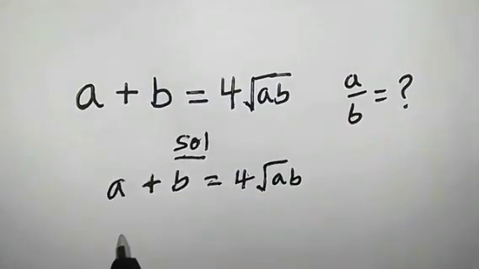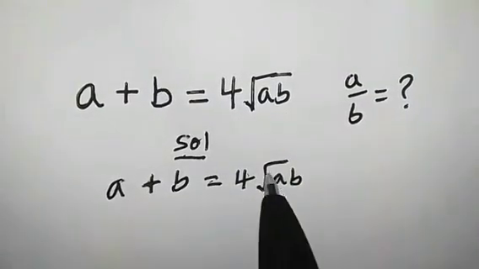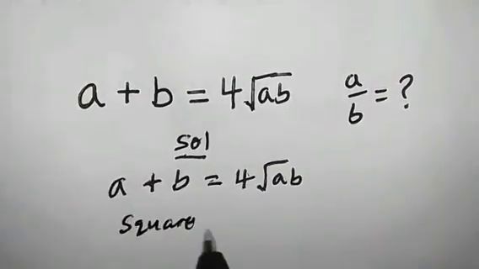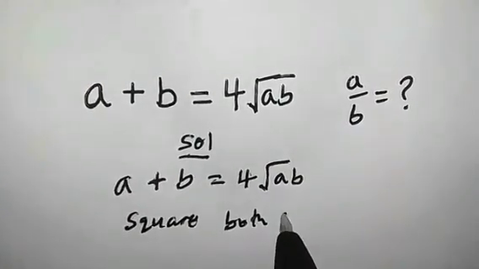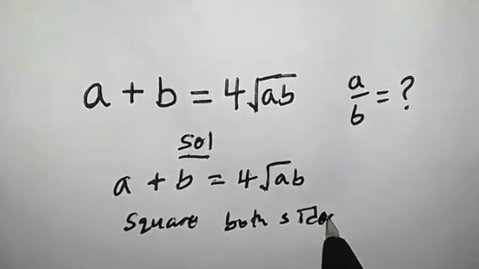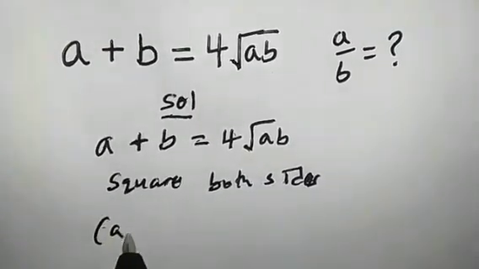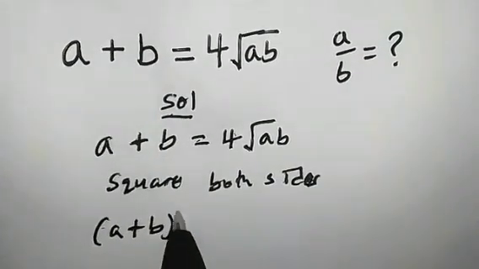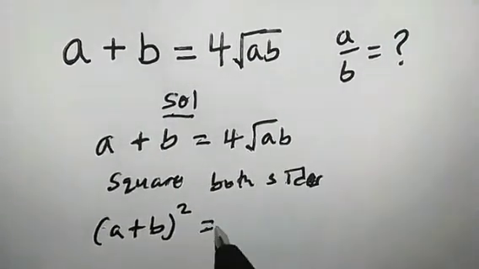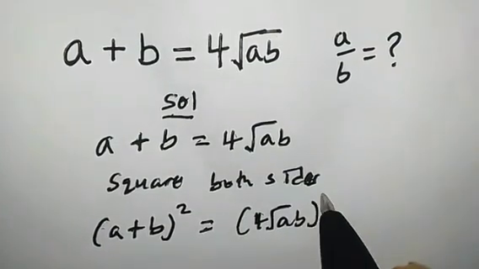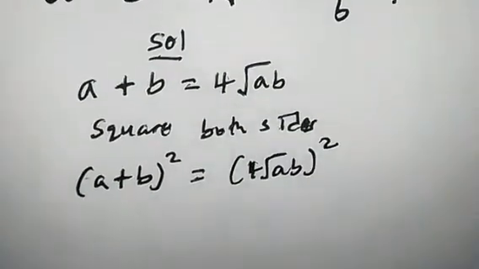The first thing we are going to do is to take a square of both sides. So square both sides. Doing that, we have a plus b all squared equal to 4 times square root of ab all squared. Let's continue.